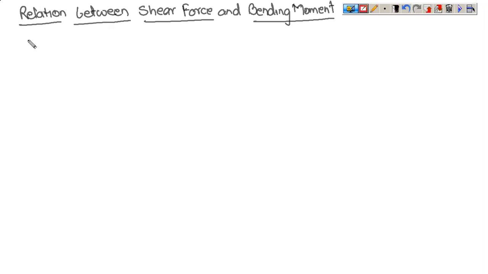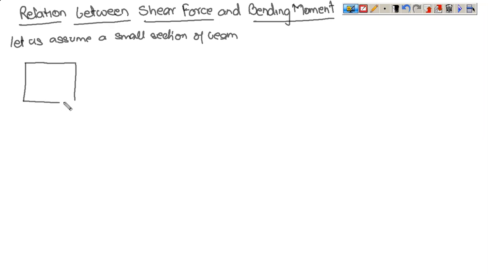Let us take a small section, let us assume a small section of a beam. So the length of this beam is dx. Let us say that you have a uniformly distributed load of W Newton per meter acting over its entire length.